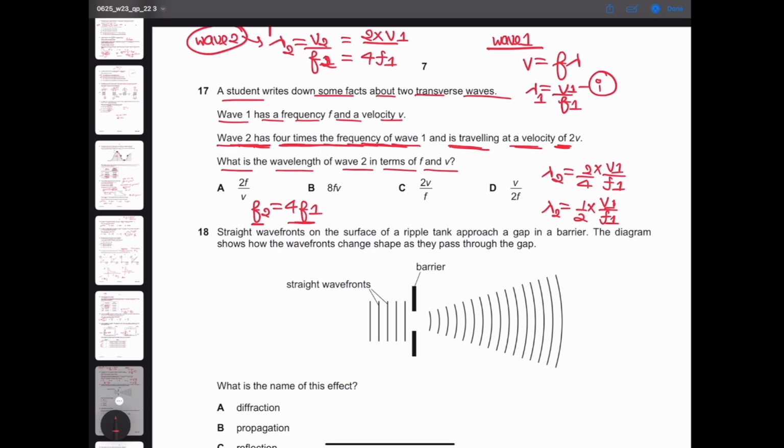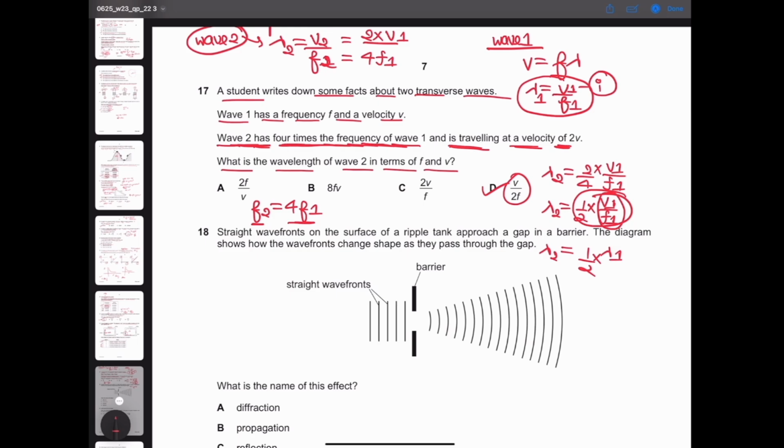And you know that v1 by f1 is lambda 1 only. So 1 by 2 into lambda 1. See, v1 by f1 is lambda 1 only, no? So the new lambda is half of the initial lambda, right? Or you can say it is v by 2f, just like we have written here, v by 2f. The answer should be D.